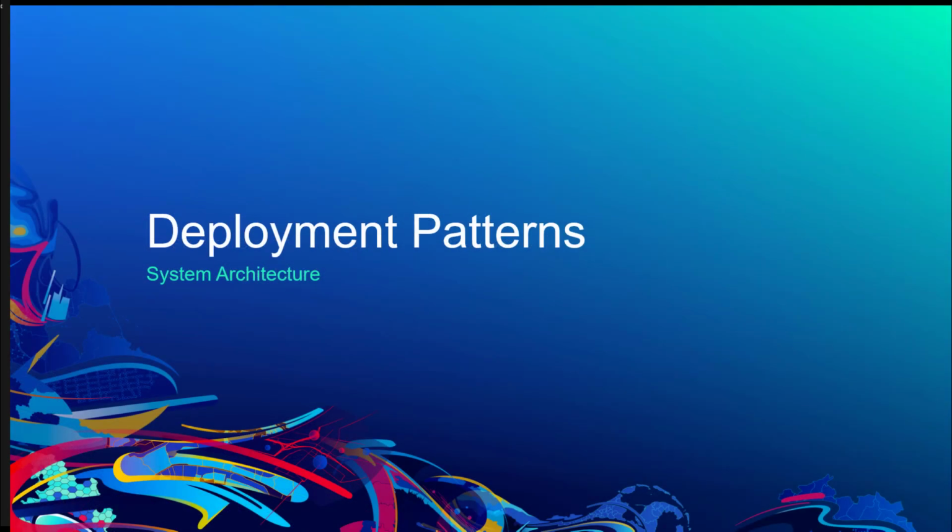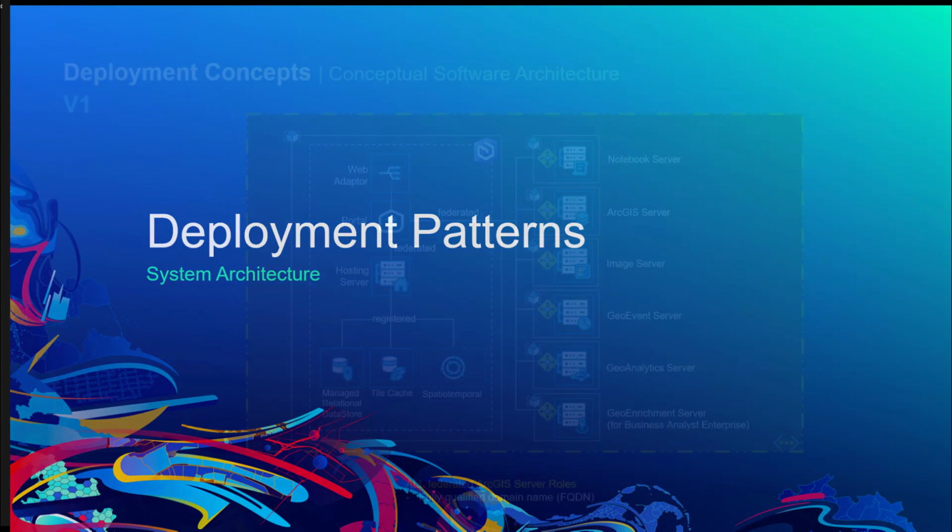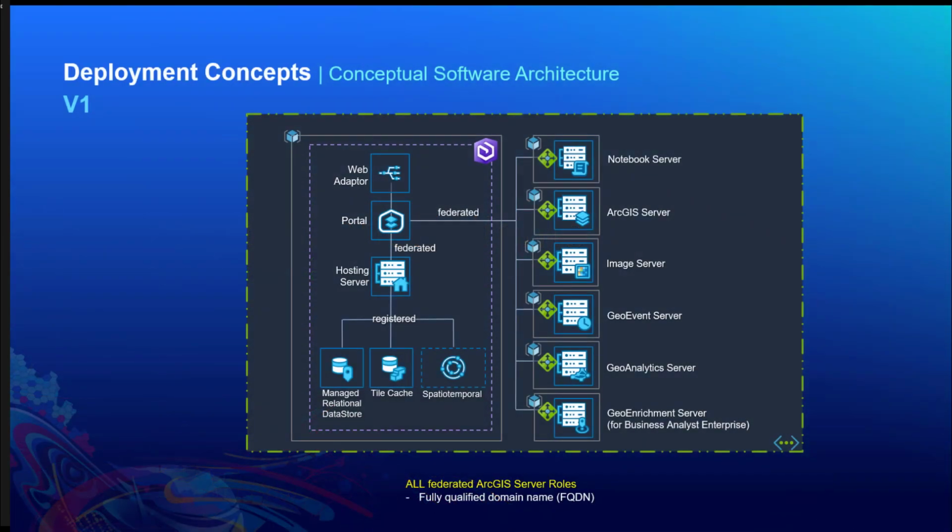Now let's look at this visually and understand what these changes are. In the version 1 architecture, this is what a site deployment of WebGIS would look like. The rectangle on the left, you have the hosting server with the components, the portal, the hosting server, and the data stores. On the right, you see individual boxes representing optional server roles that you may have with this site. All of these server roles are federated. And what's important to call out here is each of those server roles is accessed using its unique fully qualified domain name, or each service is accessed using a different host name.